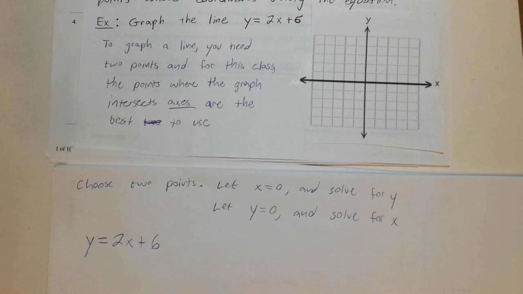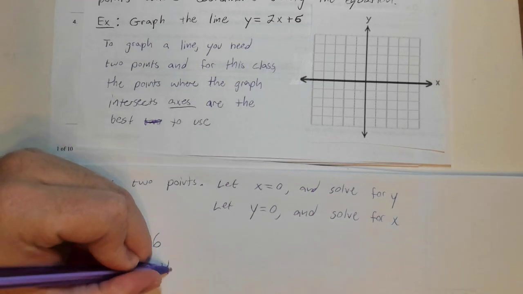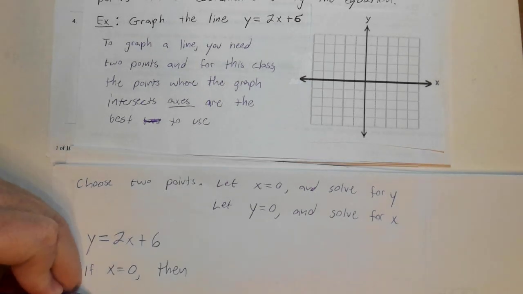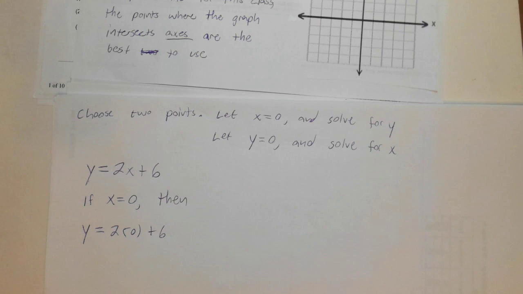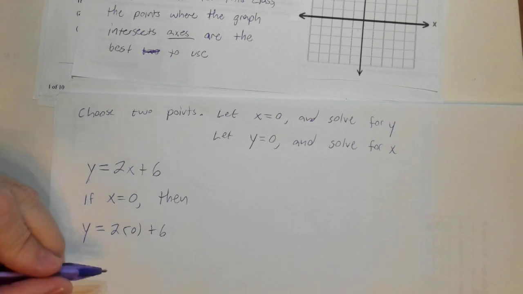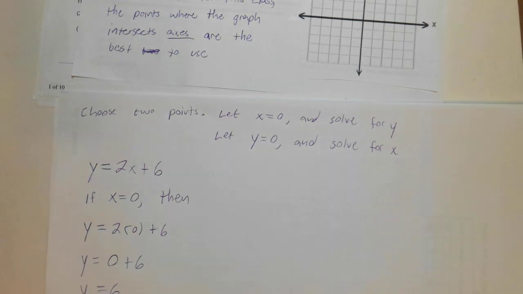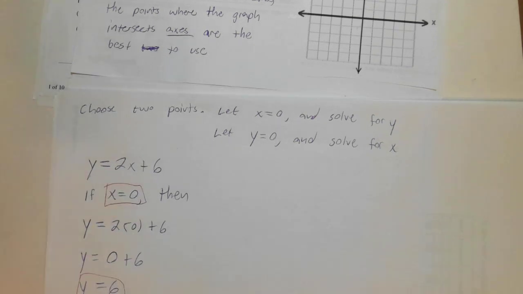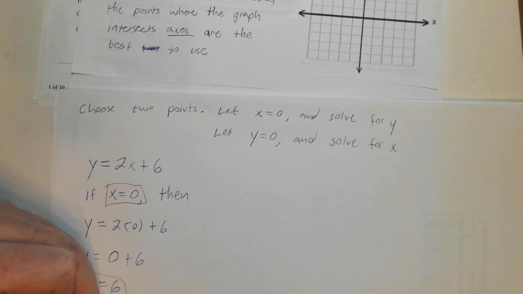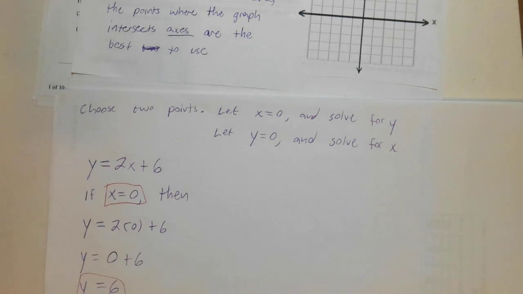If x is equal to 0, then we get y equals 2 times 0 plus 6. 2 times 0 is 0, so we get 0 plus 6. So y equals 6. So if x is equal to 0 and y equals 6, this is the ordered pair (0, 6).